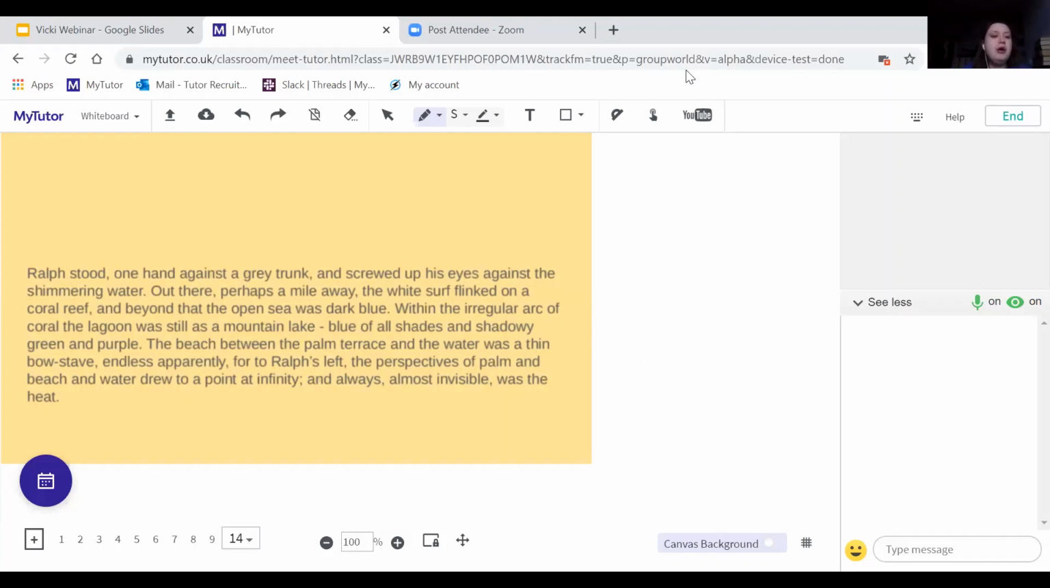So, Ralph stood one hand against a grey trunk and screwed up his eyes against the shimmering water. So there isn't anything particularly interesting to say in terms of language devices there. We could potentially talk about shimmering in terms of imagery. I think that gives us a really nice idea of how the water is reflecting, the tropical nature, the exoticness. Out there, perhaps a mile away, the white surf flinked. Now, does anybody know what flinked means? I'll be impressed if you do.